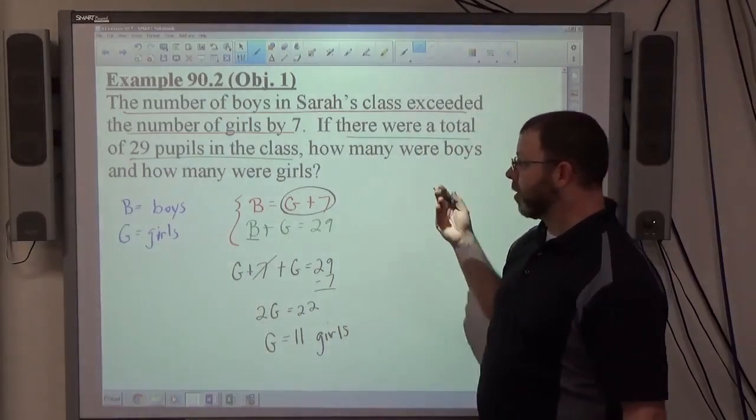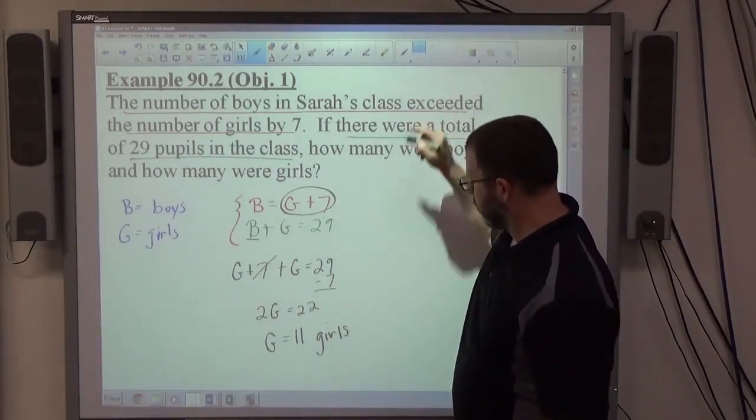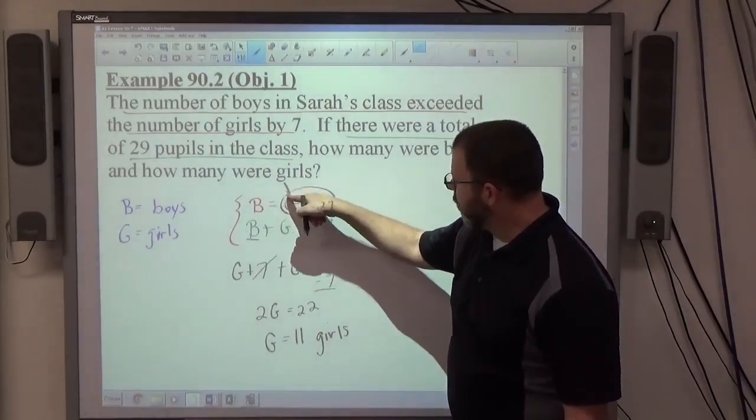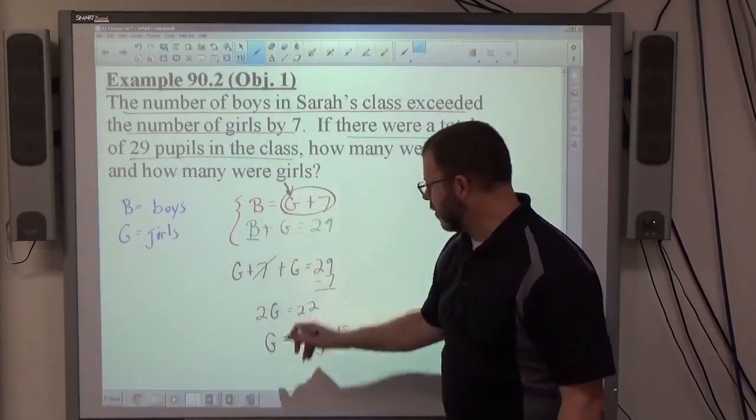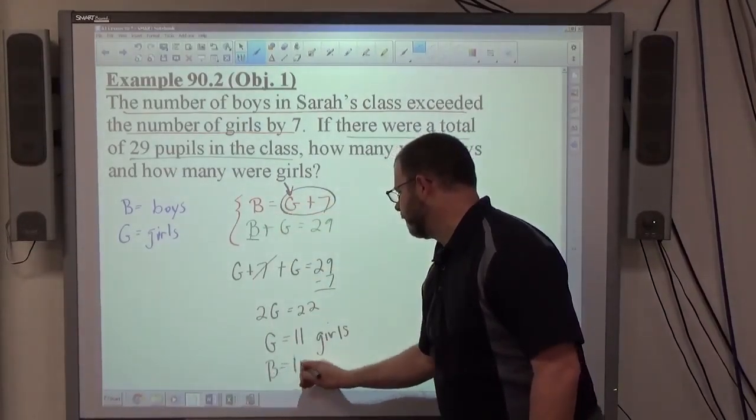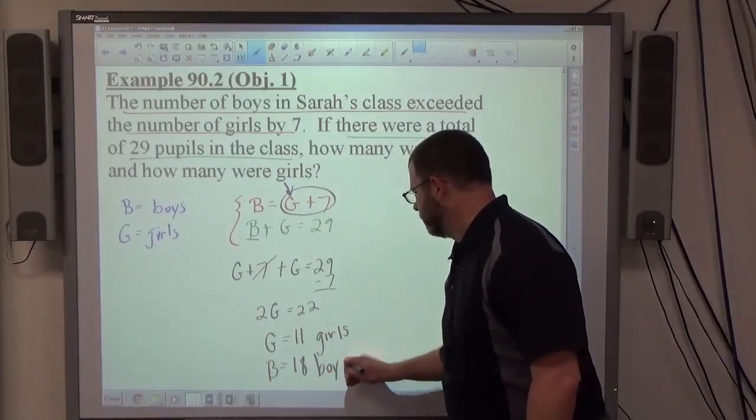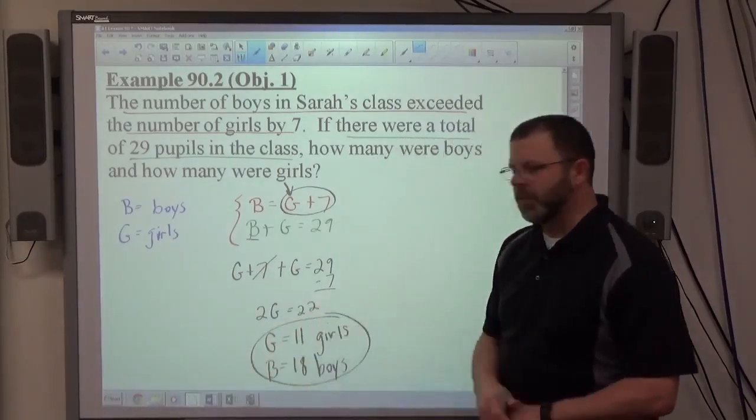How many were boys, how many were girls? I want to know both. So once we know the girls is 11, we change that to an 11 right there. 11 plus 7 is 18, so the number of boys is 18. So 11 girls, 18 boys.